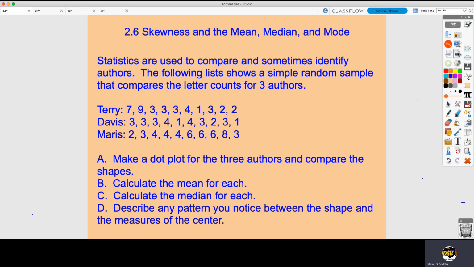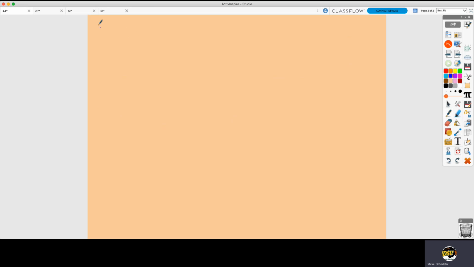All right, the dot plot here. This is just another name for a kind of frequency chart. So what we have here for A is data points between 1 and 9?